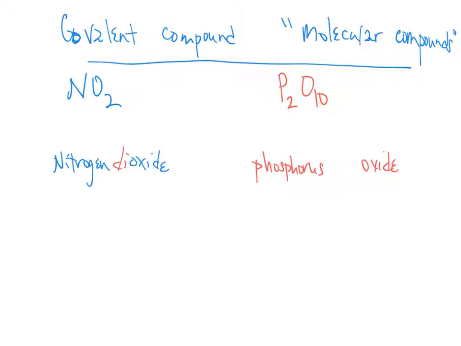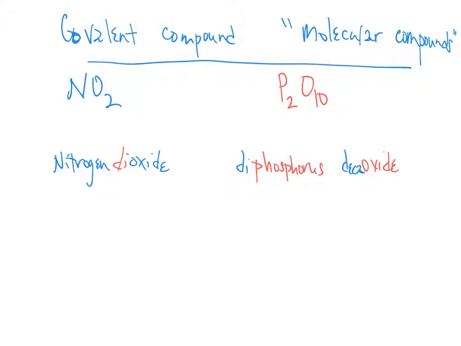Now the question is, we have to account for the subscripts, the 2 and the 10. And so since this one isn't just 1, we do need to put the correct prefix in there. And so what's the prefix for 2 again? Di. So this becomes diphosphorus. What about 10? You do just have to memorize your numerical prefixes. It's DECA, D-E-C-A.